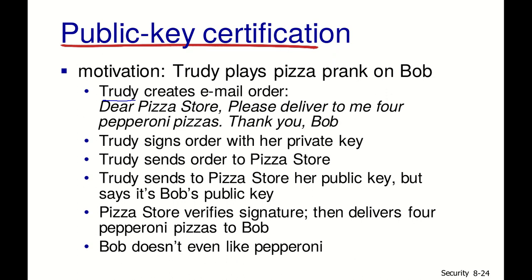Trudy signs the order with her private key and sends the order to the pizza store. She also sends her public key, but says it belongs to Bob, because there is no way to verify whether this public key belongs to Bob or to Trudy. Since the pizza store receives the public key from Trudy, it is able to verify the signature, so the message is verified. There is no problem with the message, but the pizza store doesn't know that it's really Bob who signed it.